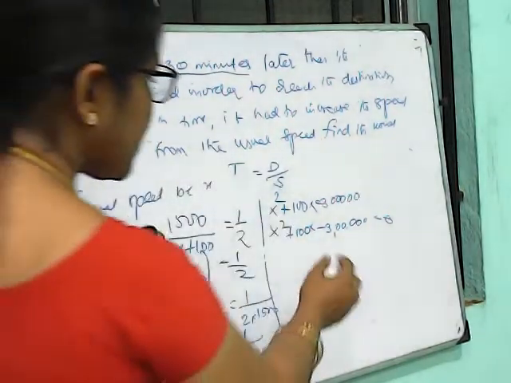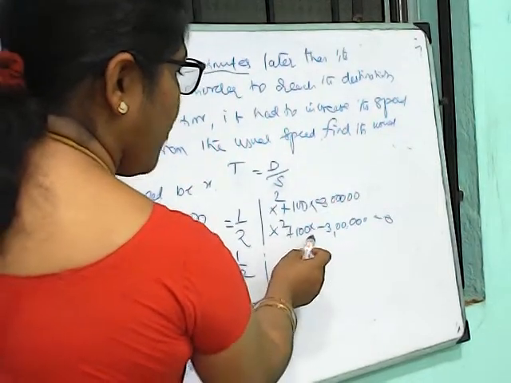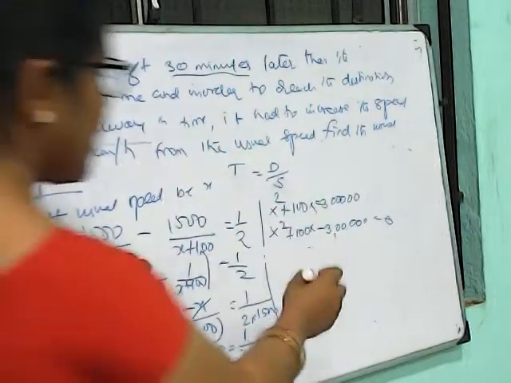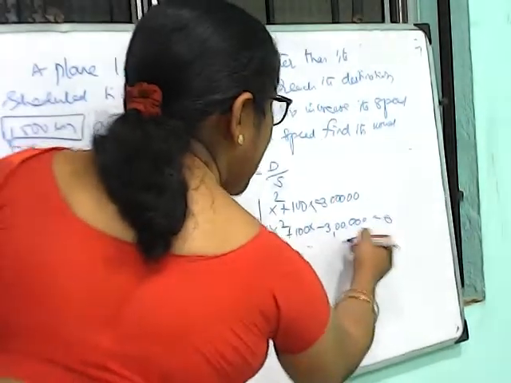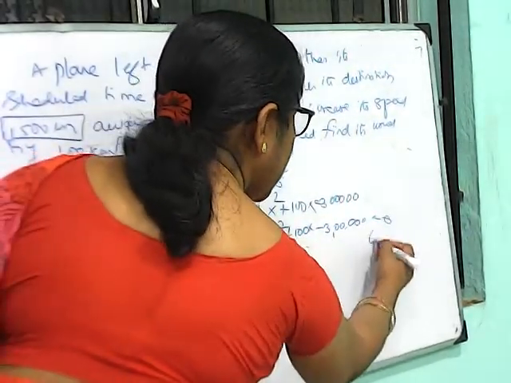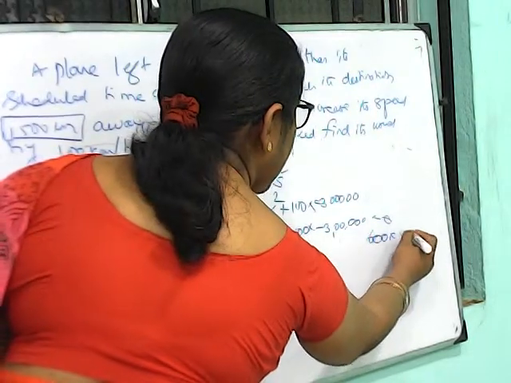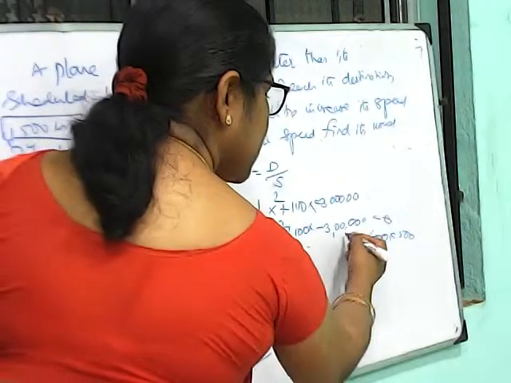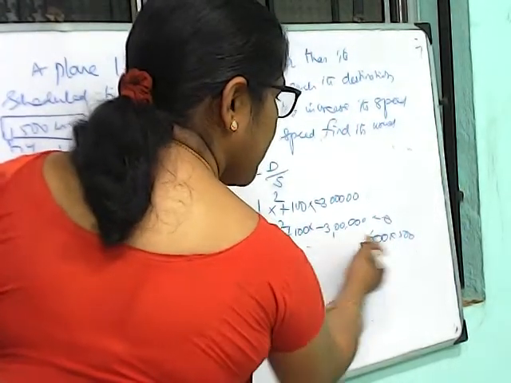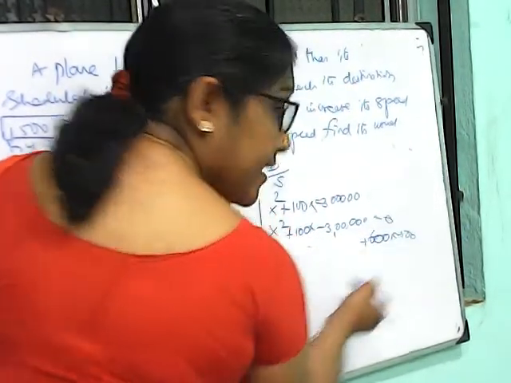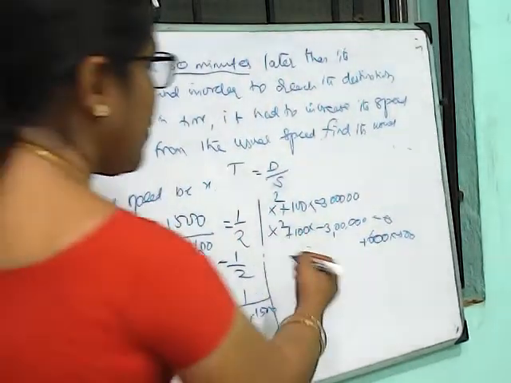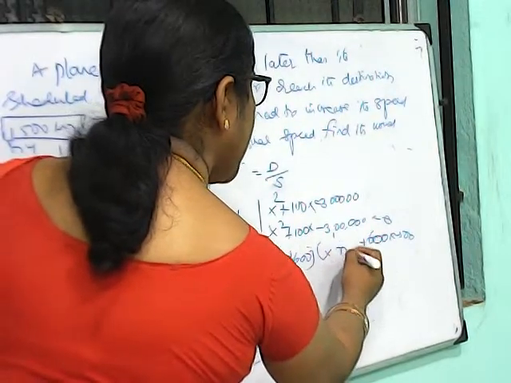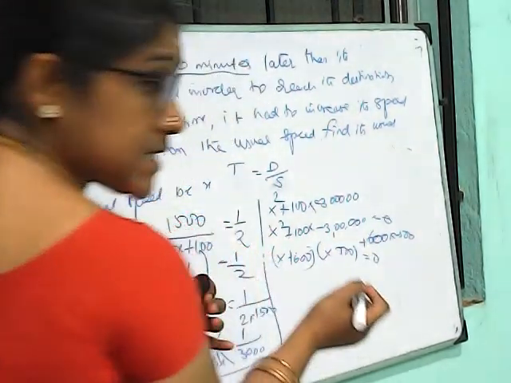Now this is a quadratic equation. By splitting the middle term you can find out the value of x. How? Multiply gives 3 lakhs, add gives 100. So I can take 600 into 500. Here there is a plus and a minus, so when I split, I will take the greater number with a plus sign: 600 to be plus and 500 to be minus. So (x plus 600) into (x minus 500) is equal to 0.